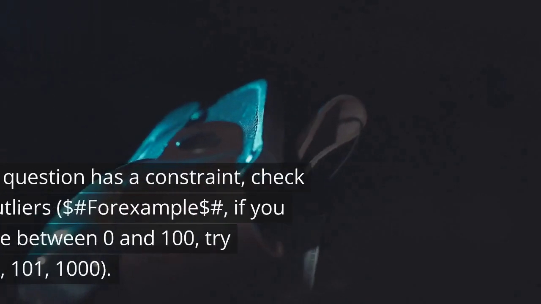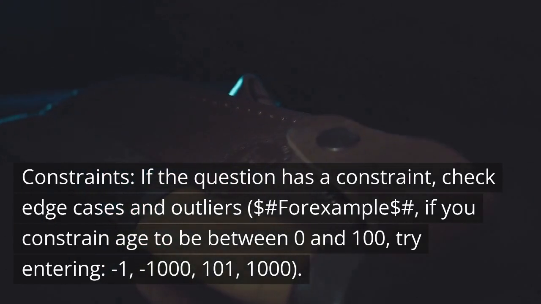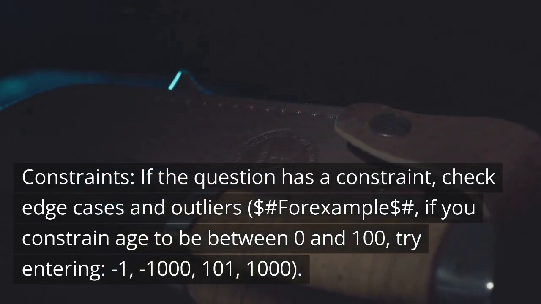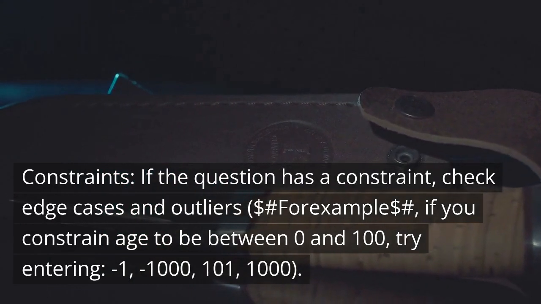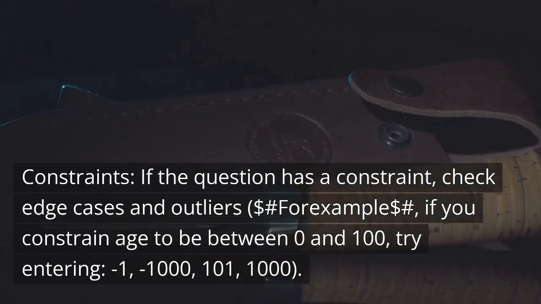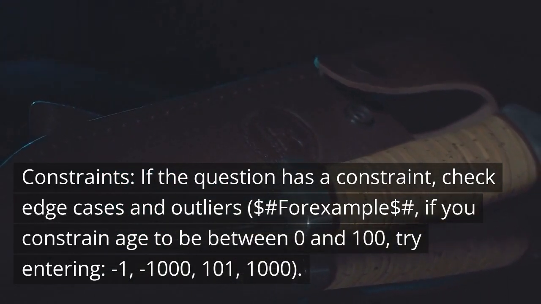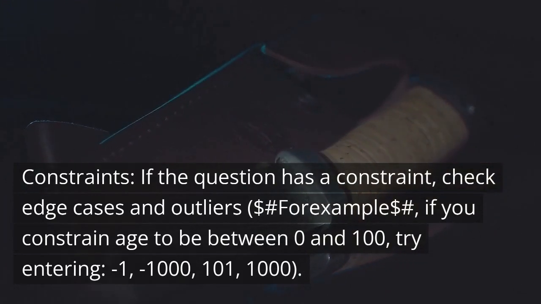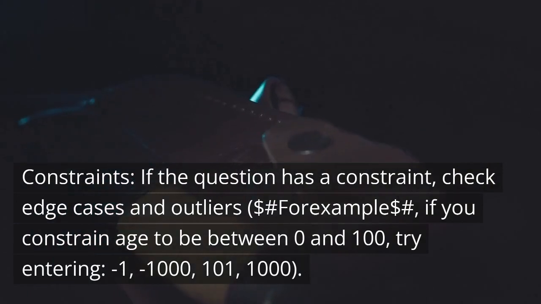Testing. Constraints. If the question has a constraint, check edge cases and outliers. For example, if you constrain age to be between 0 and 100, try entering -1, -1000, 101, 1000.